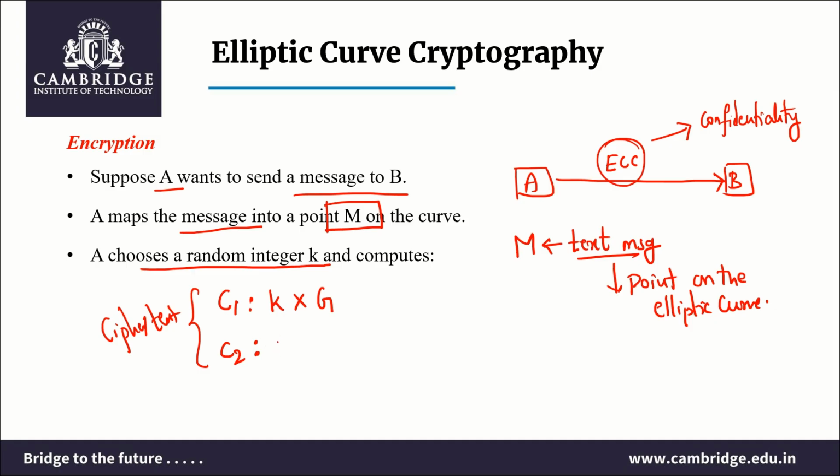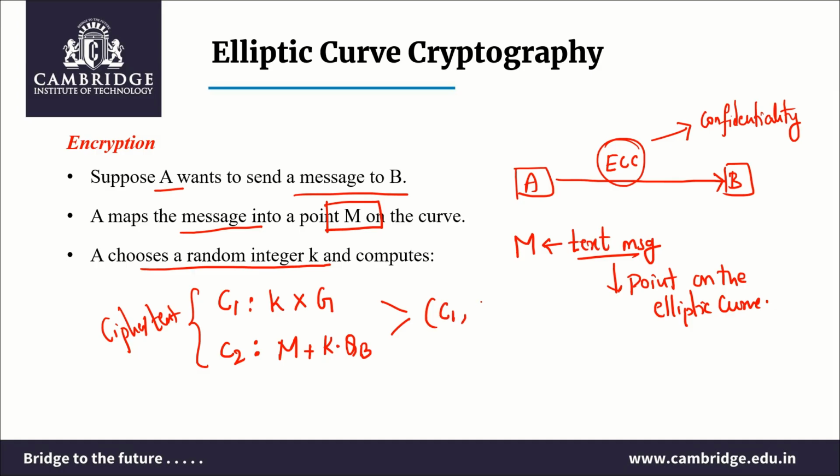What is C2, which is the next part of the ciphertext? When we say ciphertext, it should contain the message, right? But in part 1, there's no message. So in part 2, we have this message combined with k multiplied with the public key of B. We know that in encryption and decryption, while providing confidentiality, we have to make use of the public key of the receiver. So where did that come into the picture? Here in part 2. Now these two are combined in the form of a point.